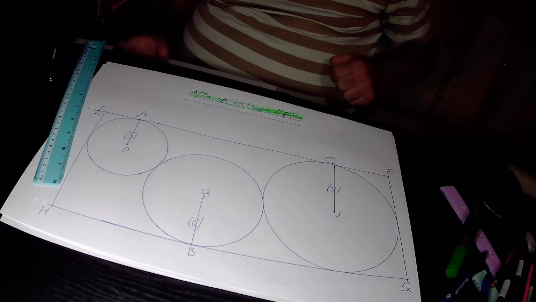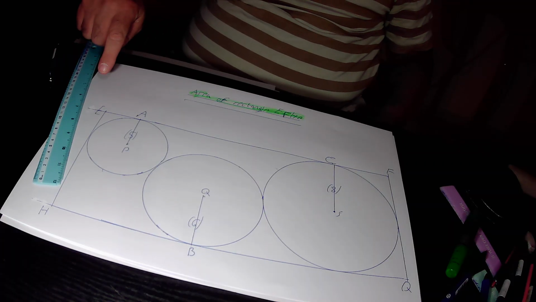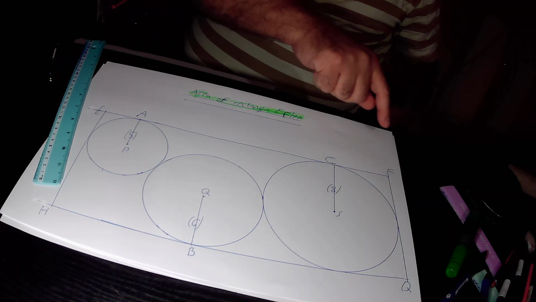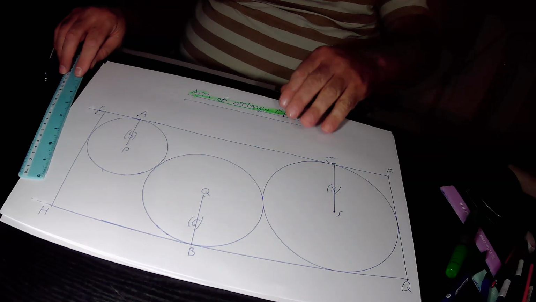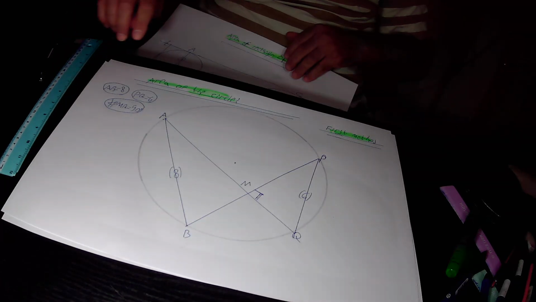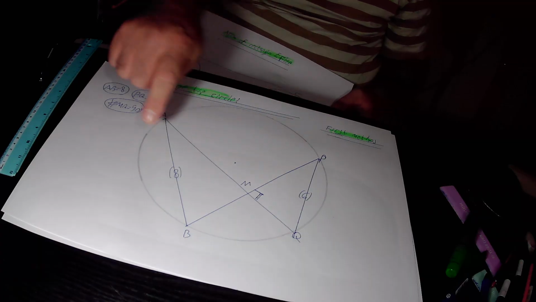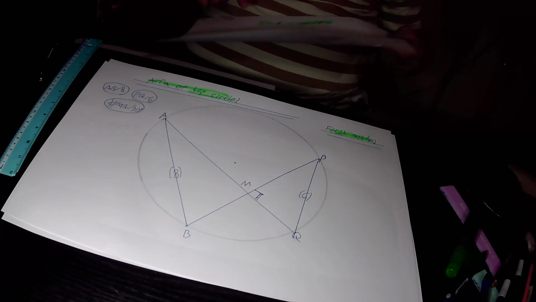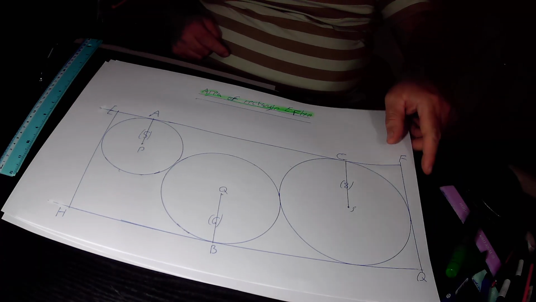Now in this lecture we'll answer two questions. In the first question we find out the area of this big rectangle EFQH, and in the second question we find out the area of this circle using two different methods. So we start with the first question.